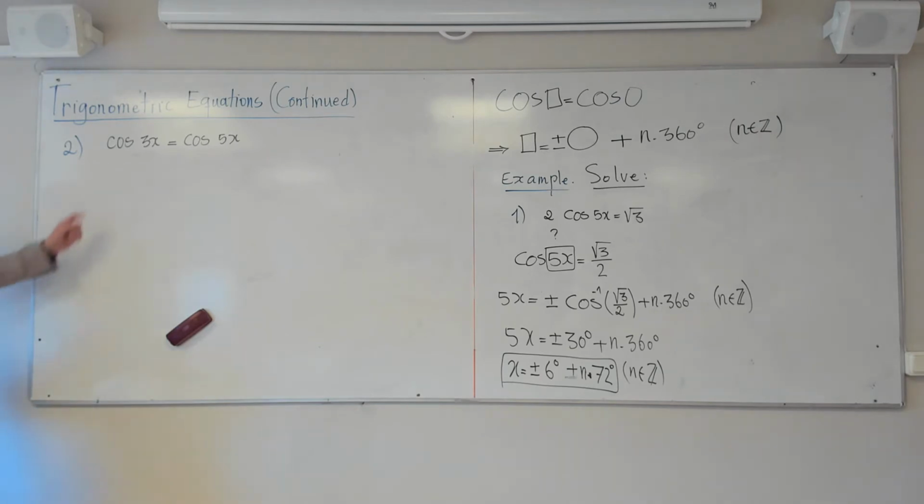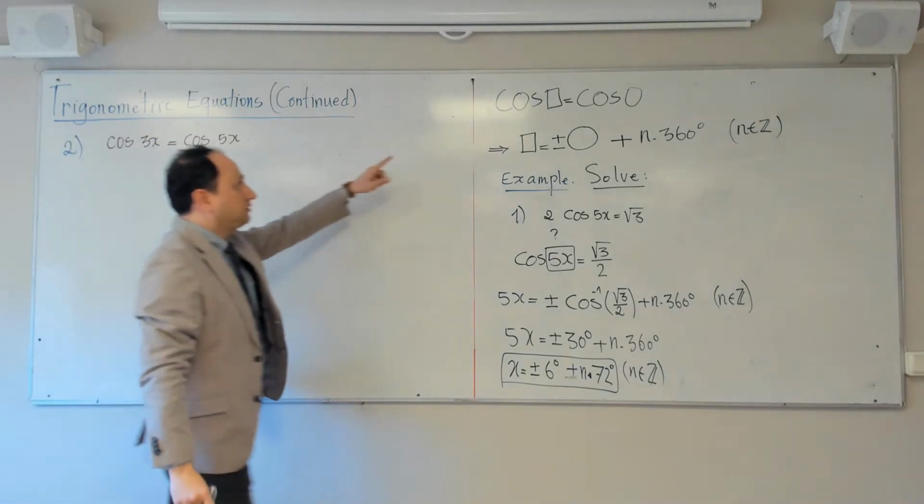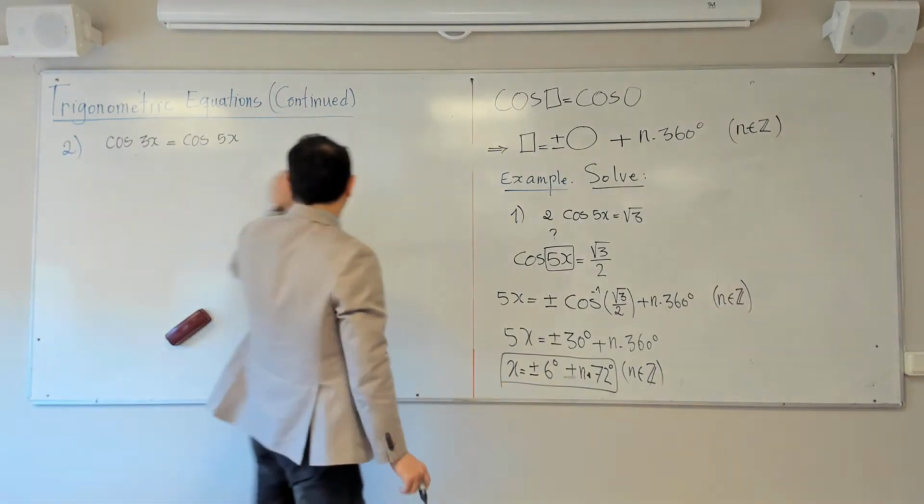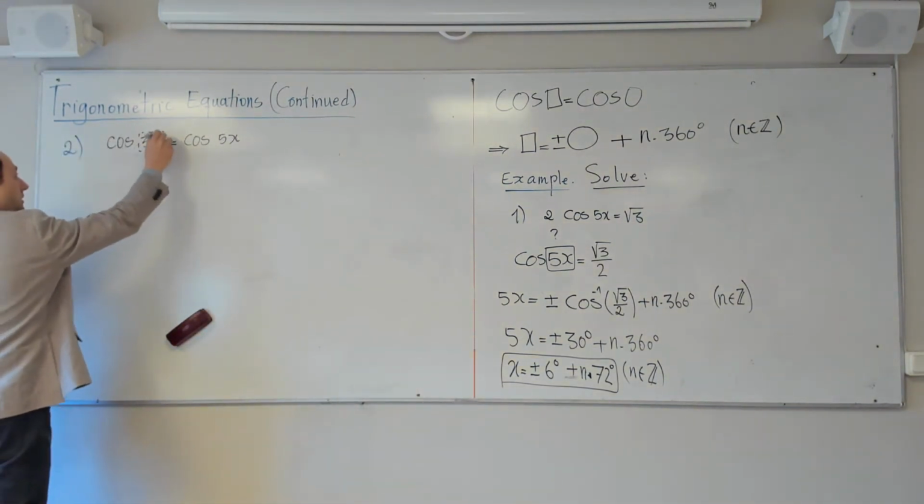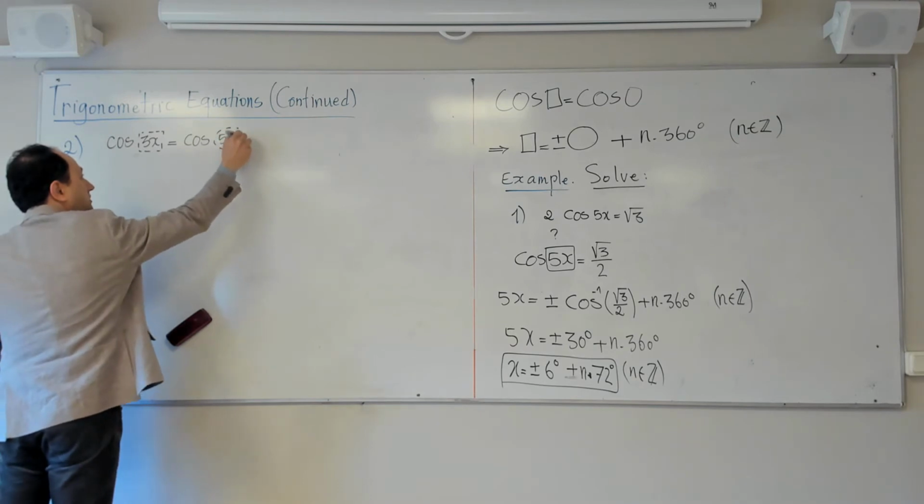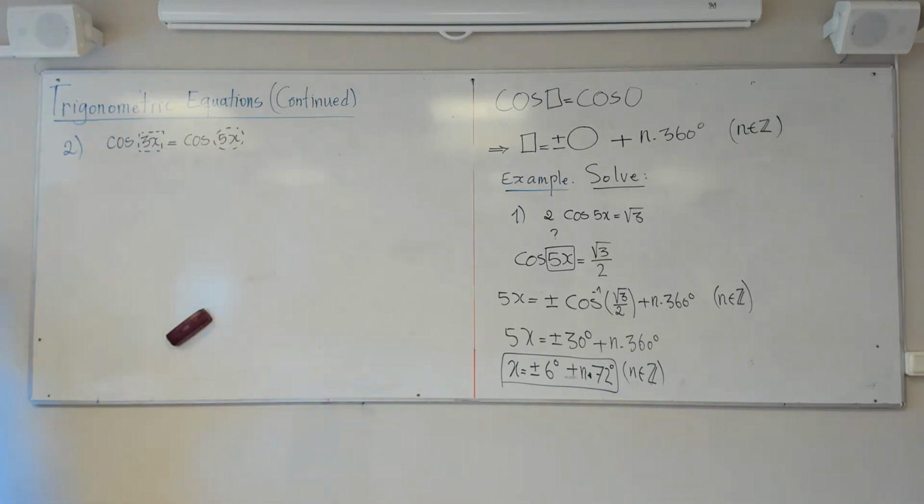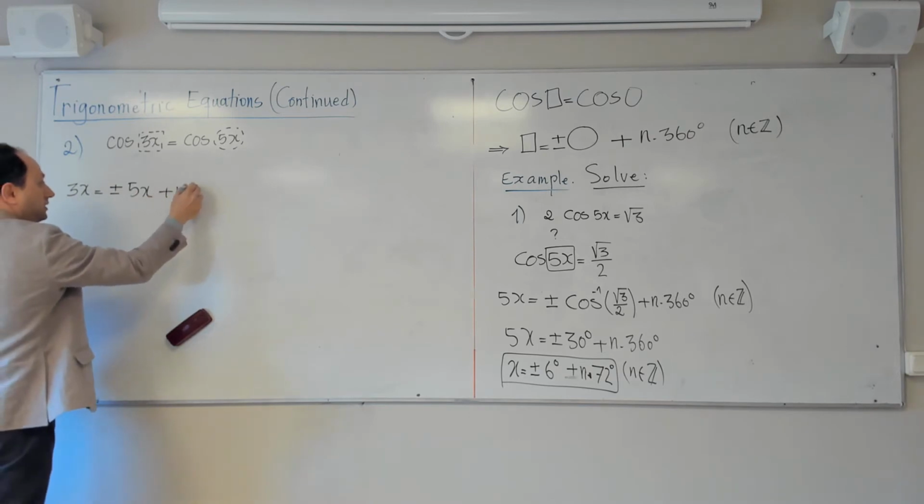So then it is clear that this is in the standard form like this. So the first one plays the role of the box here, yes? And this one plays the role of the circle. So what should I do? I can write 3x. There are two possibilities. 3x, what is inside the box, is equal to plus or minus 5x plus n times 360 degrees.